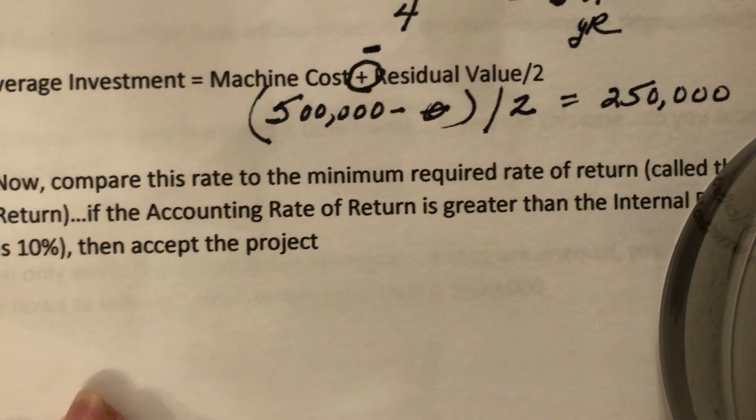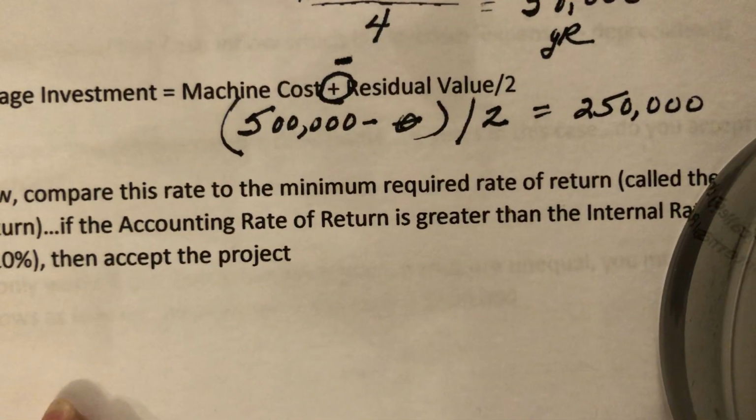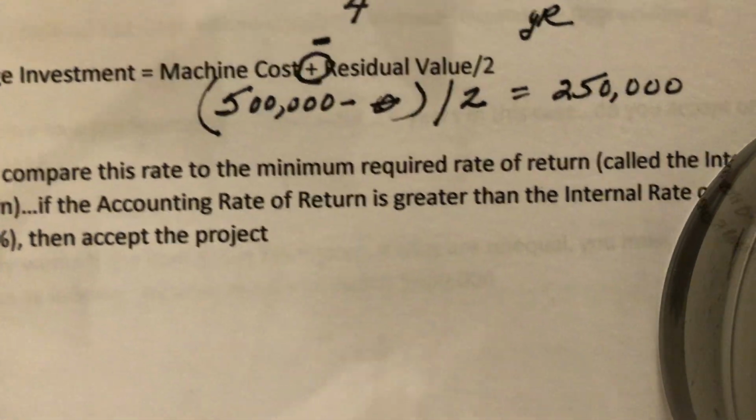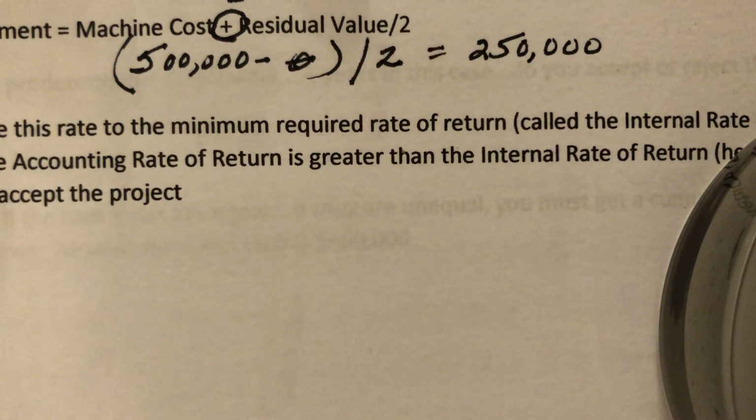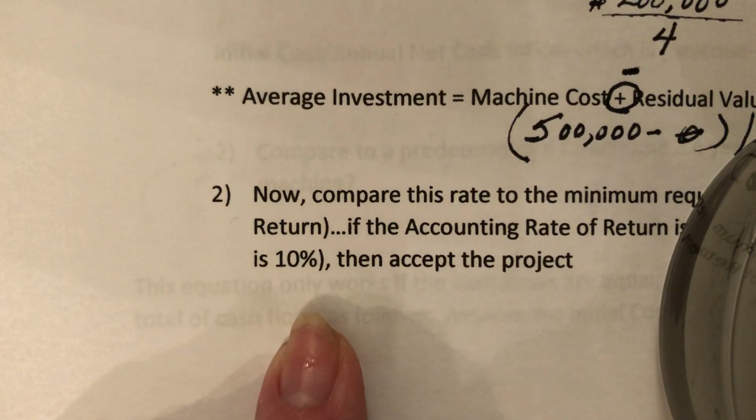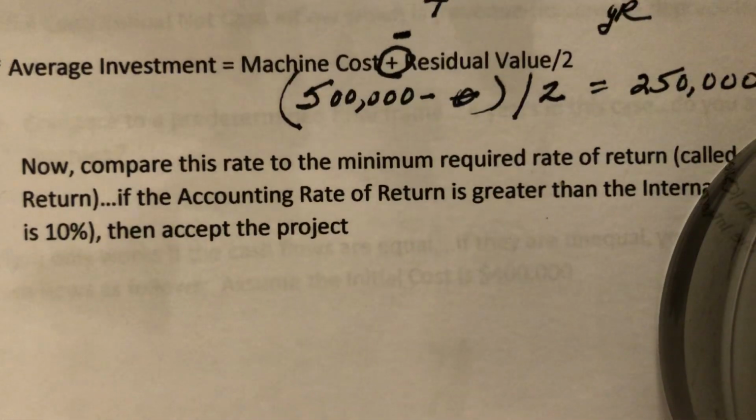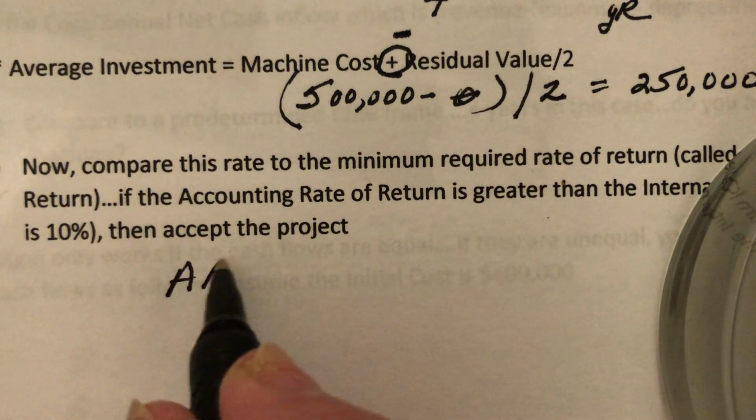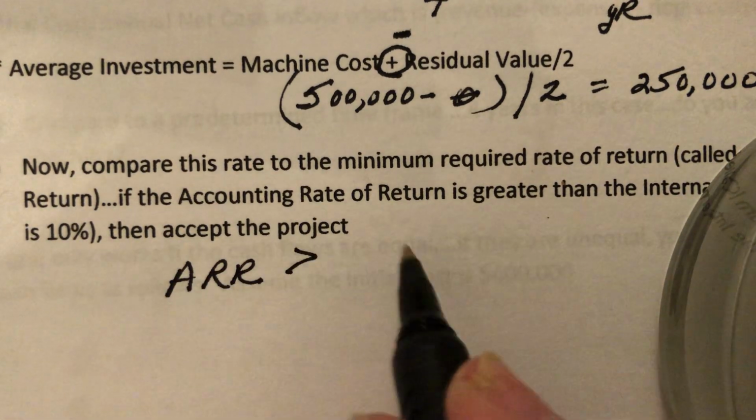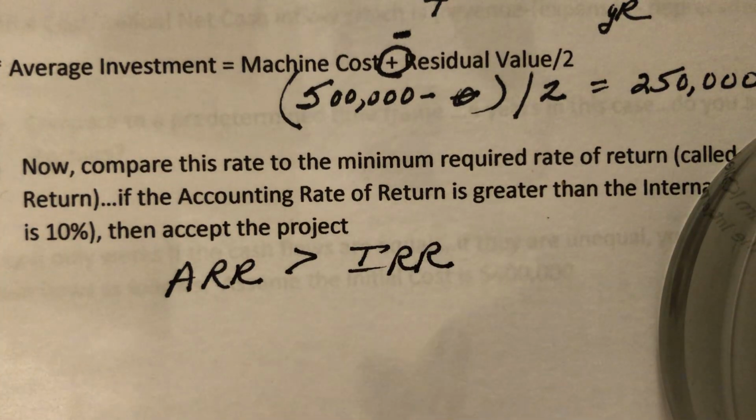and compare this rate to the minimum required rate of return, and that's called the internal rate of return. Okay. What that means is the internal rate or minimum required is what the company expects to get off of an investment. And in this case, they expect to get a return of 10%. Okay? They won't accept anything below that. So the key here is if the accounting rate of return is greater than the internal rate of return, okay, then you want to accept.